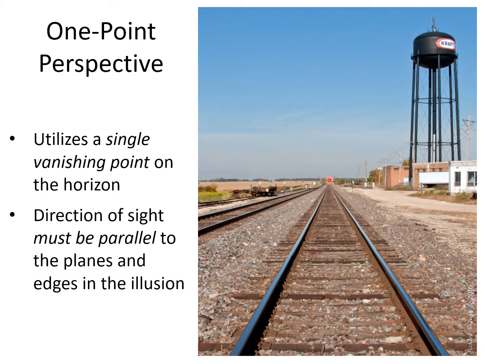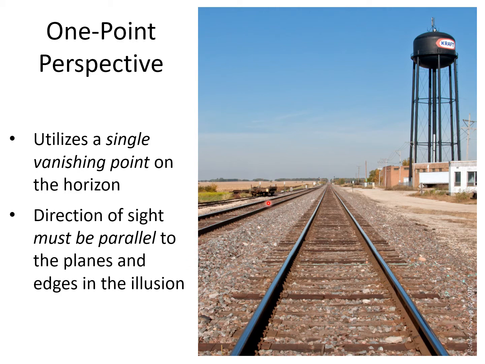And one-point perspective only works when the vantage point, that's where you, the viewer, are located, is directly parallel to all the edges and sides of all the objects that are converging, coming together on this point, like the railroad tracks. These railroad tracks are parallel, but they appear to be coming together or converging as they move towards the horizon. And finally, they basically meet here at the horizon.